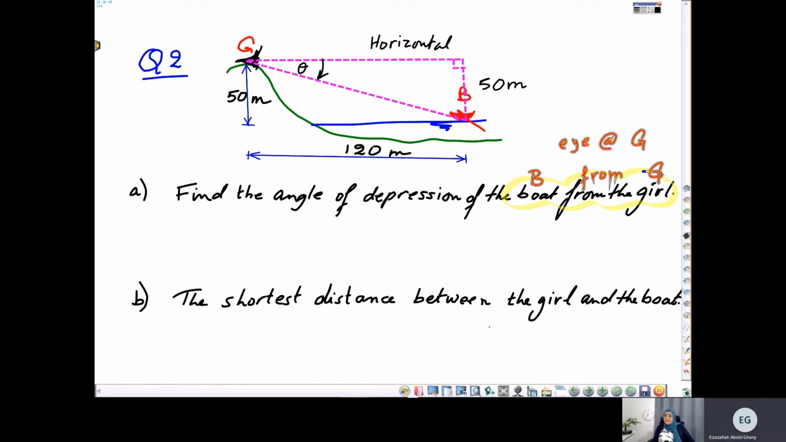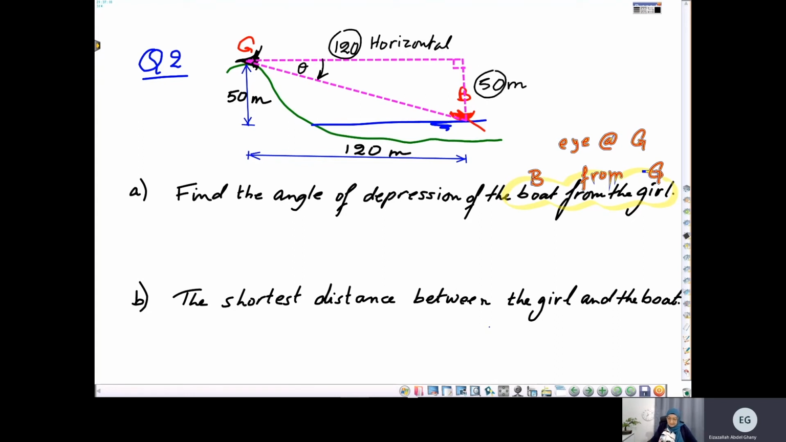And there is an important fact that the level of the sea is always horizontal. Even if you have some water in your bottle and you tilt the bottle, the level of the water will be always horizontal, even if you make the bottle like that, or you make it like that. So this distance is 120, and this is also 120, and this is 50.